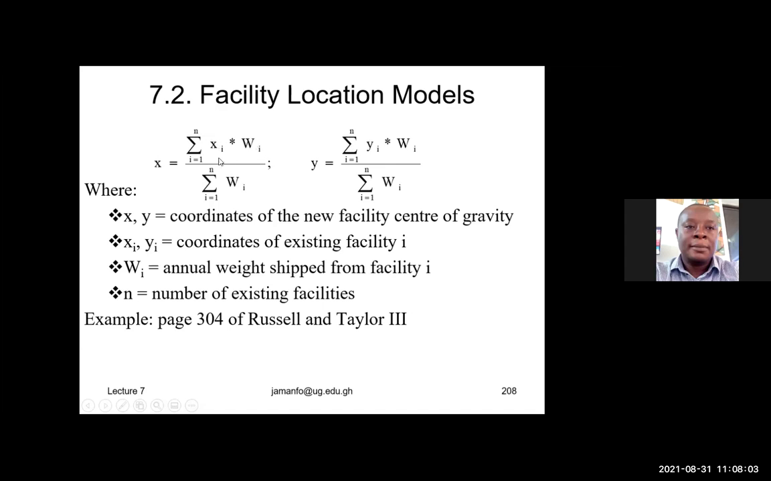So we take the x coordinate for each location and multiply it by the weight of shipment from that location, divided by the total weight of shipment. And then we do so for the y coordinate. So the y coordinate is multiplied by the weight of shipment, divided by the total weight of shipment. Okay, so let's take a look here.